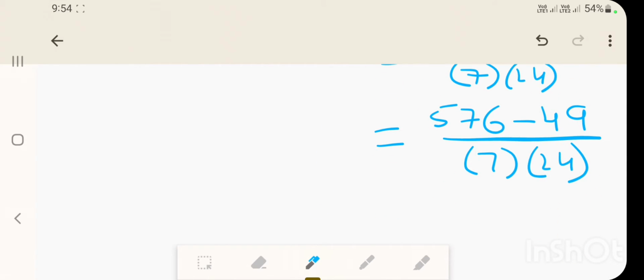So you can just subtract what we get, 576 minus 49. Can anybody guess? Just do it, no guessing here. 576 minus 49.